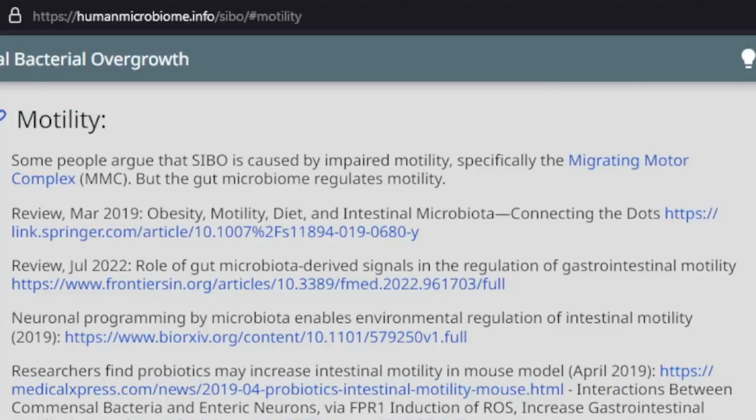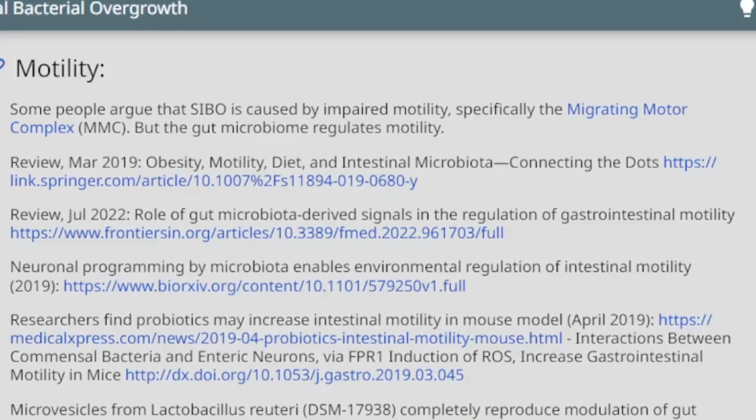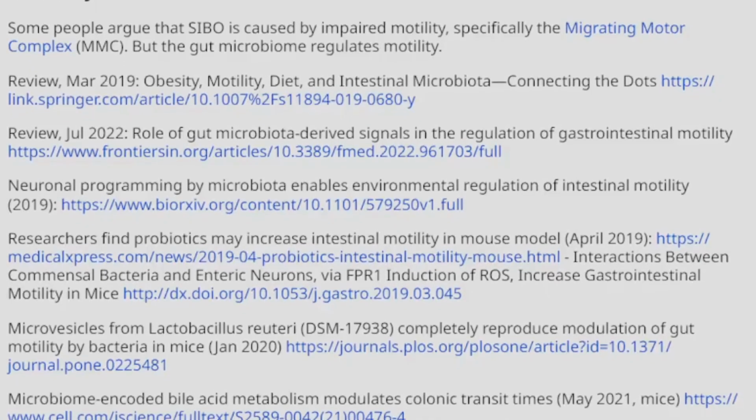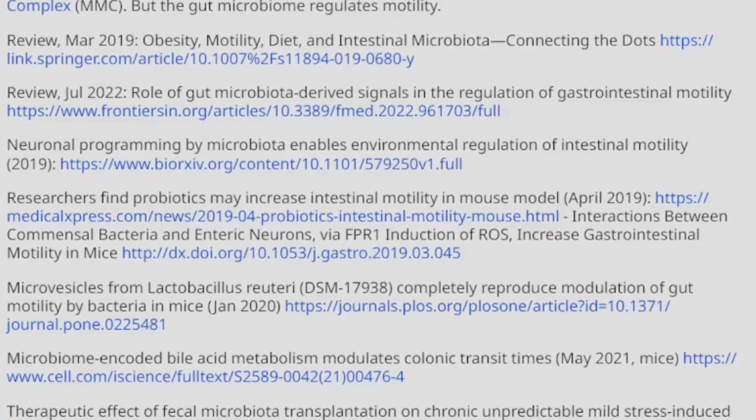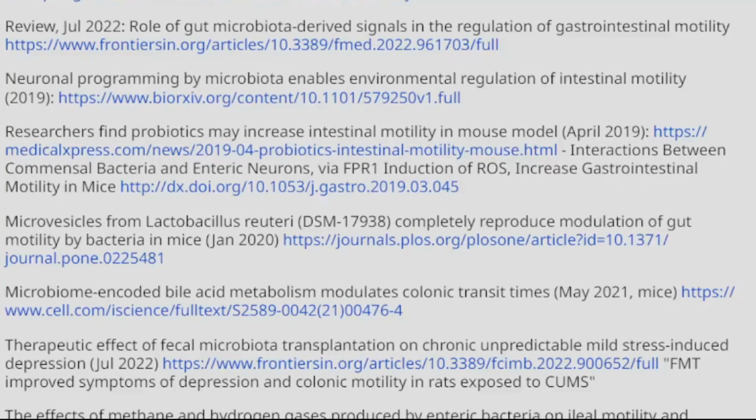Some people argue that SIBO is caused by impaired motility, specifically the migrating motor complex. However, the gut microbiome regulates motility, so if you want to correct motility issues, you need to correct gut dysbiosis. FMT is currently the most studied and complete intervention for correcting gut dysbiosis.